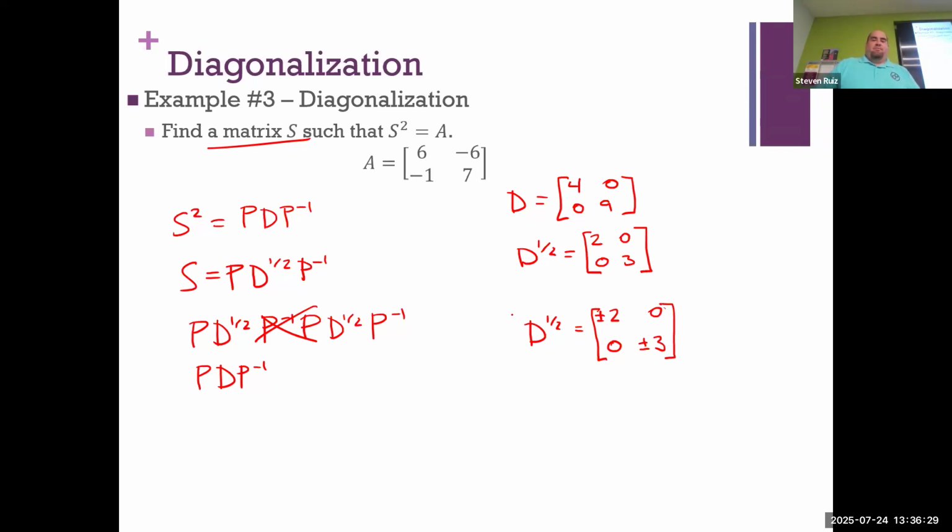So S can look like this. P d to the 1/2 P inverse, or like any of these things. Where, to be really clear, the matrix I'm calling P here is identical to the one we just got done constructing. How are we doing?